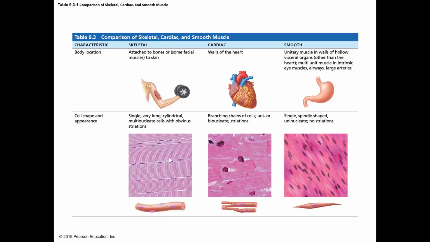Another thing you can contrast is the number of nuclei. For skeletal muscle, there are many nuclei per cell, so we refer to it as multinucleated. For cardiac muscle, you can have 1 nucleus per cell or 2, which means binucleate. For smooth muscle, typically you only have 1 nucleus per cell.